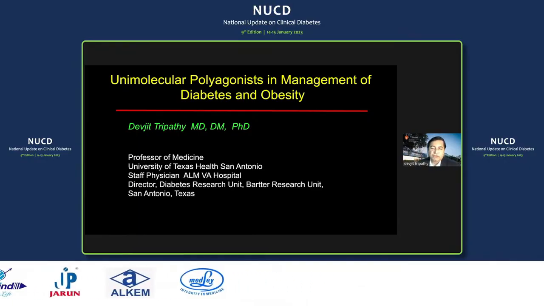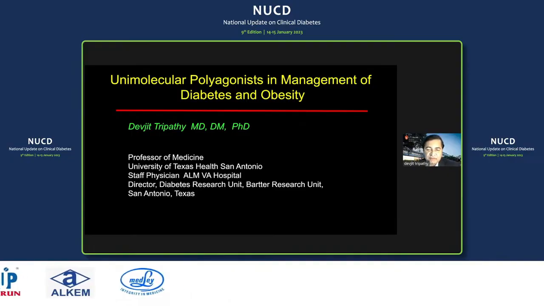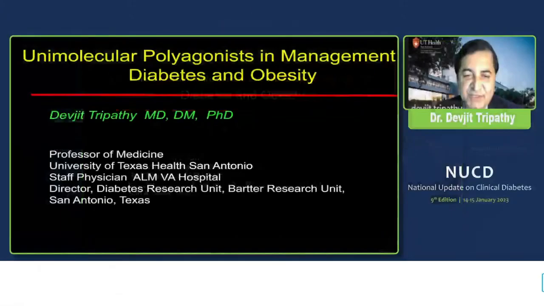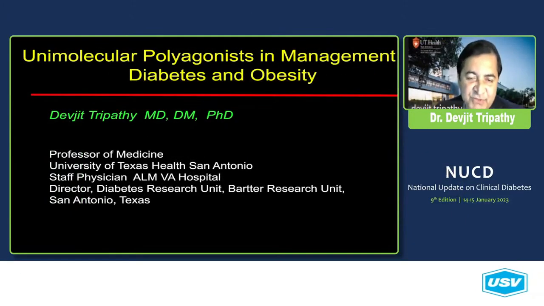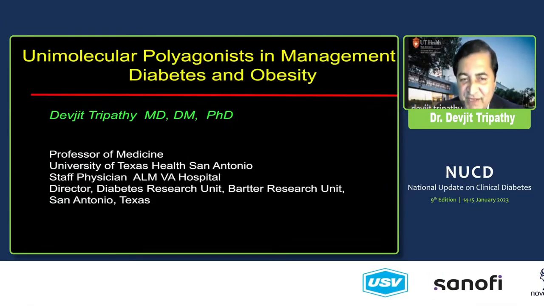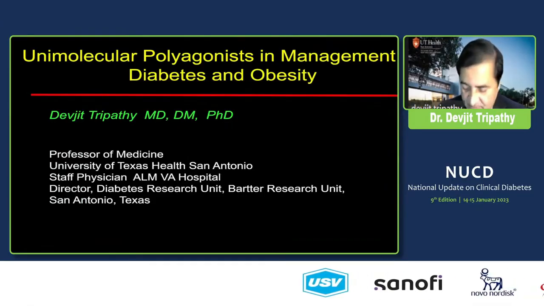Okay, so there's a slight change in the title of my talk. Initially, it was GLP-GIP dual agonist, but I will briefly mention the triple agonist. So I think the appropriate title will be unimolecular polyagonist in management of diabetes and obesity.